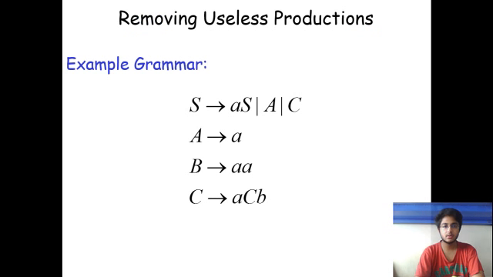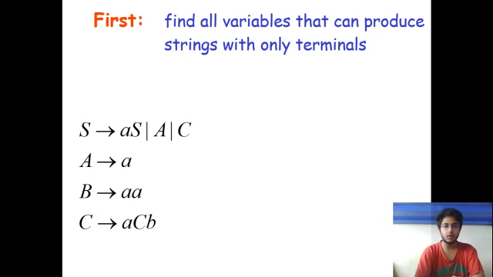Now consider this grammar, which is S tends to small a, capital S or A or C, A tends to small a, B tends to small a, C tends to A, small capital C and small b. Now our first step is to find all variables that can produce strings with only terminals. So here we can see capital A and capital B are the only productions which do that. Hence we make a set containing capital A and capital B.